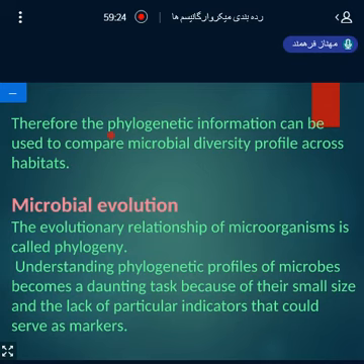Examples of metagenomics. Sorry, I cannot understand your meaning. The example of metagenomics. What do you mean, example? Metagenomics is a technique, okay? Therefore, the phylogenetic information can be used to compare microbial diversity profile across habitats.